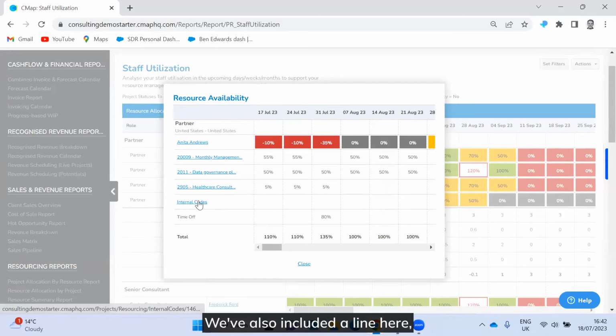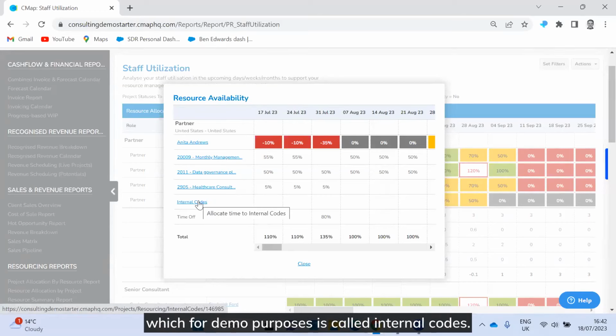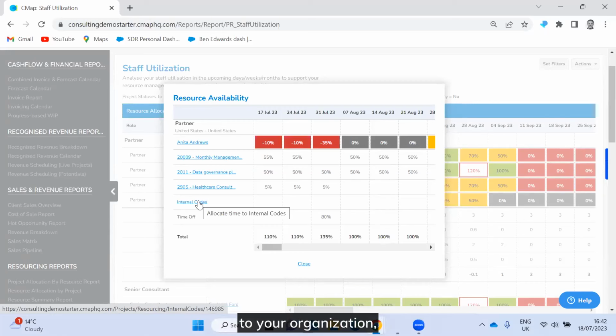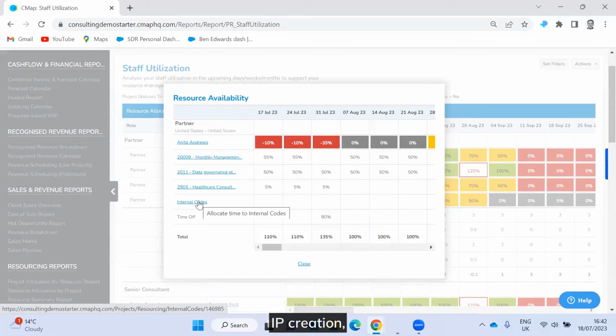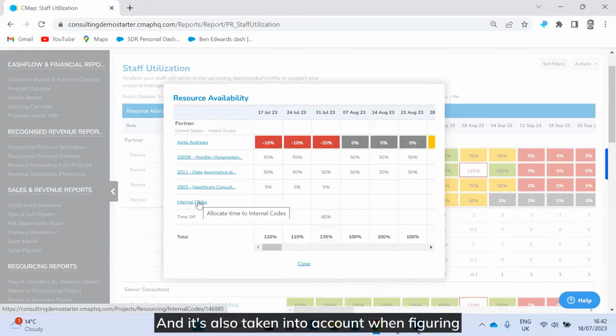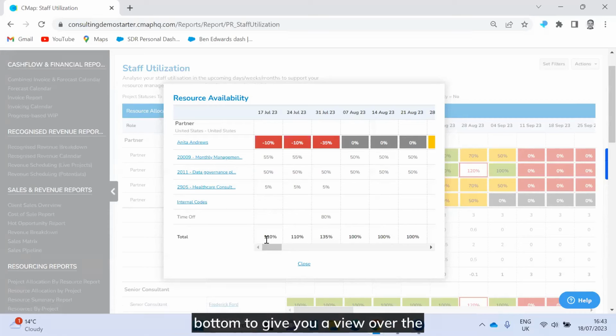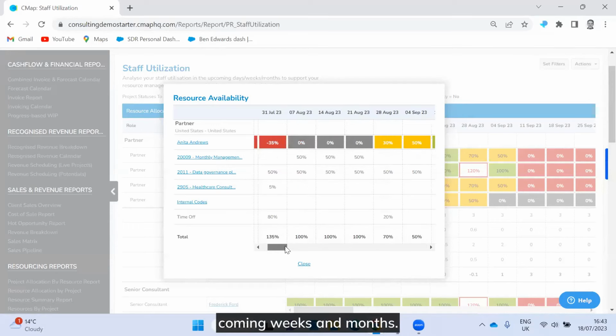We've also included the line here, which for demo purposes is called internal codes, but these can be line items specific to your organization, and it could be any area where people spend their time other than just on engagement. So some would be things like business development, attending conferences, external training, IP creation, and then you can track all of that too. It's also taken into account when figuring out how to resource people effectively onto engagements. Whatever your firm needs, that can be built into CMap. And then there's the cumulative total at the bottom to give you a view over the coming weeks and months.